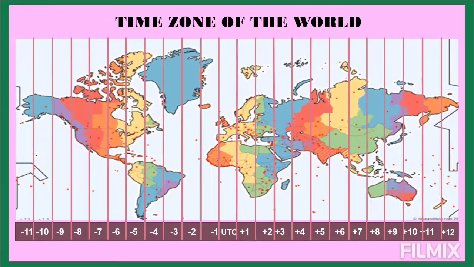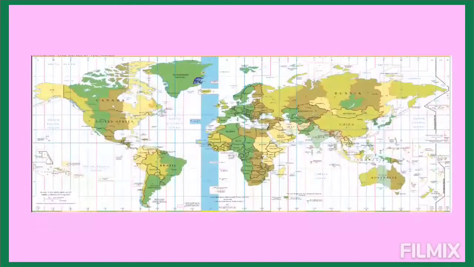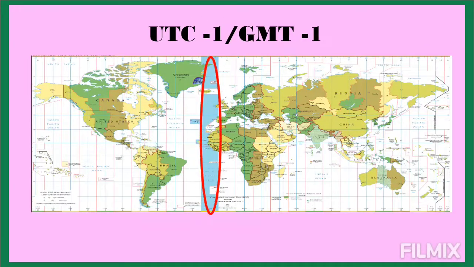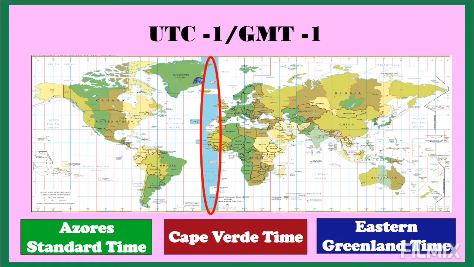Okay guys, as we take a look at our world map, the regions having a negative UTC or behind the Coordinated Universal Time are places from North America, South America, and some parts of Africa. As we see in the map, UTC -1 or Greenwich Mean Time -1 are more on oceans. But we have some places having 1 hour behind the UTC. These are the Azores Standard Time, the Cape Verde Time, and the Eastern Greenland Time.